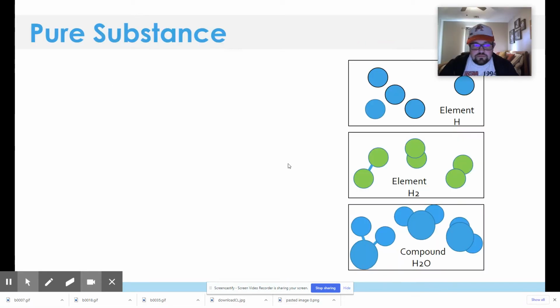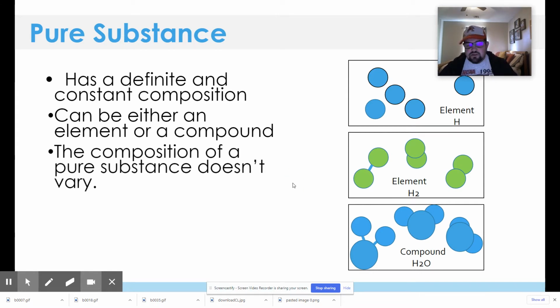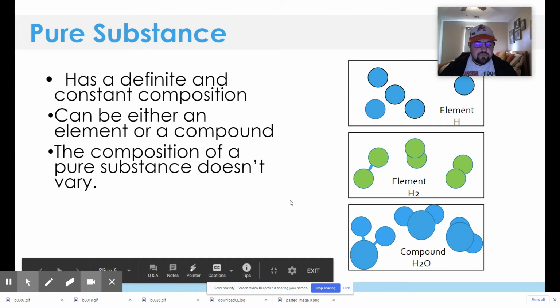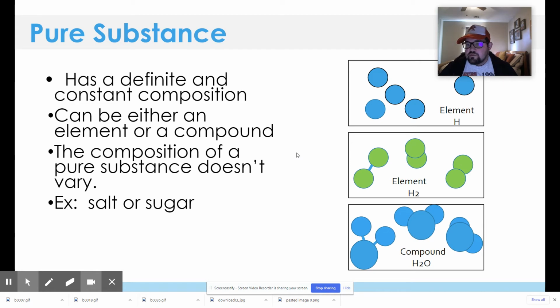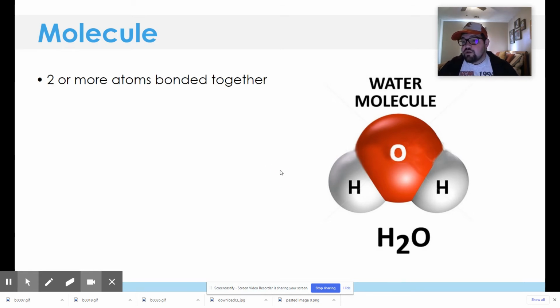So a pure substance has a definite constant composition. It's an element or a compound, meaning it stays the same unless there's a reaction, right? And the composition of a pure substance doesn't vary. All right, you can have salt or you can have sugar. So basically, pure substances are those things that are chemical compounds or just atoms formed in a molecule. So we're not mixing these together, right? So we can have a molecule, which is, this says 2 or more atoms bonded together. The important thing about a molecule is actually that they are non-metals.